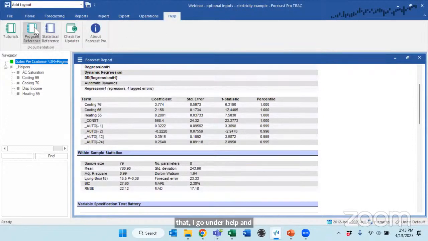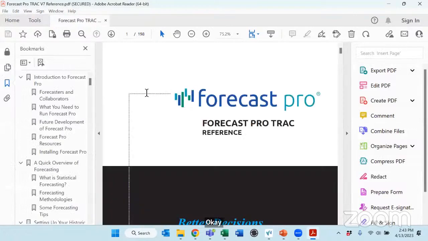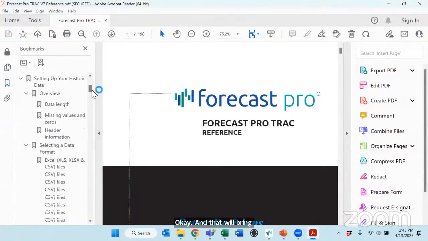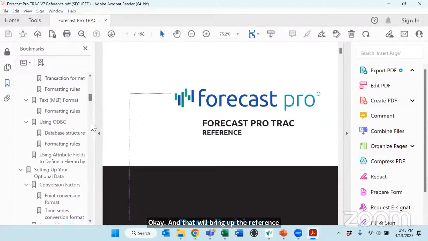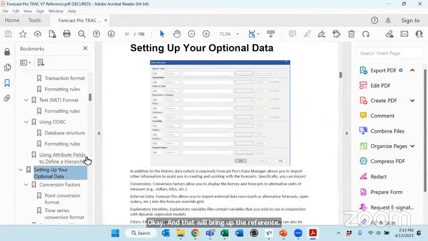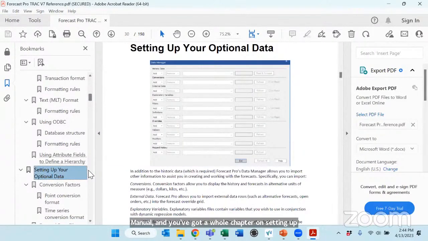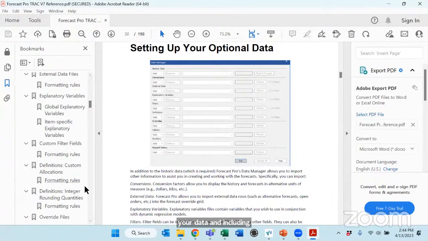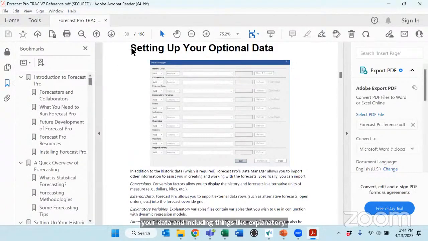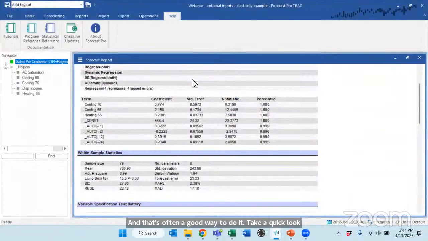Again, in Forecast Pro, if you are using that, I go under Help and Program Reference, and that will bring up the reference manual. You've got a whole chapter on setting up your data, including things like explanatory variables. There are also sample data files that come with it, and that's often a good way to do it. Take a quick look in the document to get a feel for what we're doing, then pull up a sample data file, take a look at it, and then create your own.